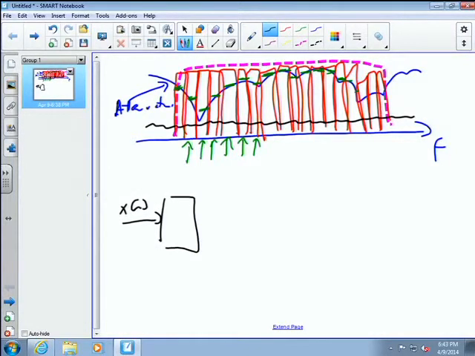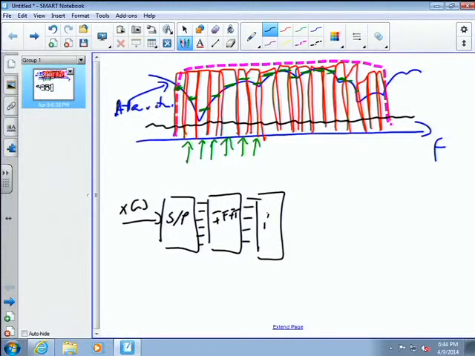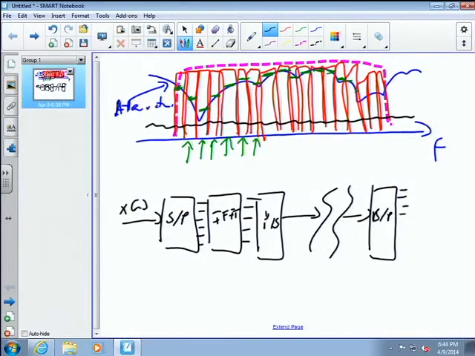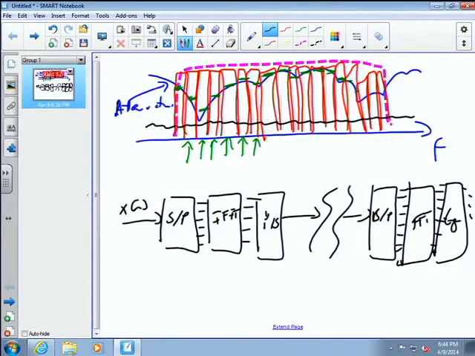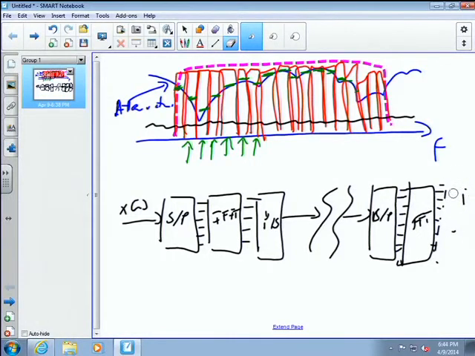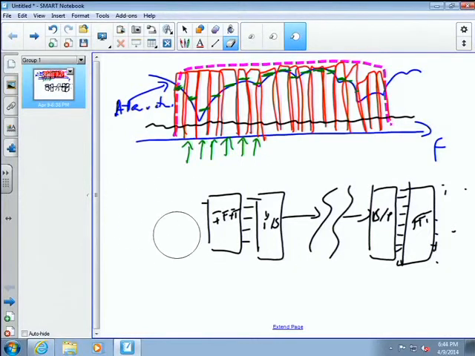It then goes through your serial to parallel, your IFFT. Maybe do parallel to serial. I'm leaving out the cyclic extension for now. You do serial to parallel, FFT, equalize, let's say for now, but let's do it here. Let's say we can pre-equalize. So let's say we pre-eq.